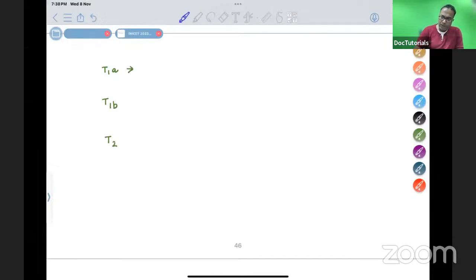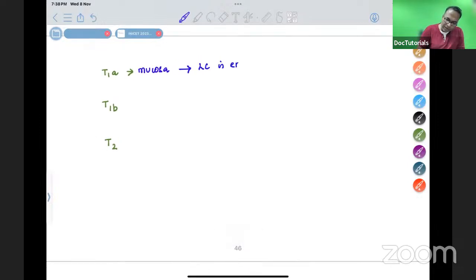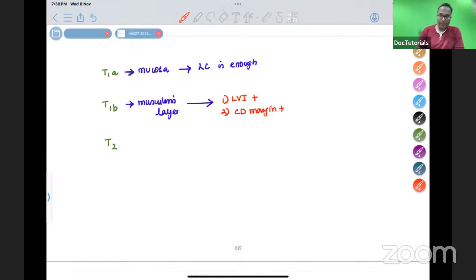If the laparoscopic cholecystectomy specimen comes as T1A, tumor involving mucosa, then lap cholecystectomy is enough. What you have done already is enough. For a tumor involving only the mucosa, laparoscopic cholecystectomy is enough. For T1B cases, which involve the muscularis layer, you should ask the pathologist three questions. Whether there is any lymphovascular invasion present, whether the cystic duct margin is positive, and whether the tumor is poorly differentiated.